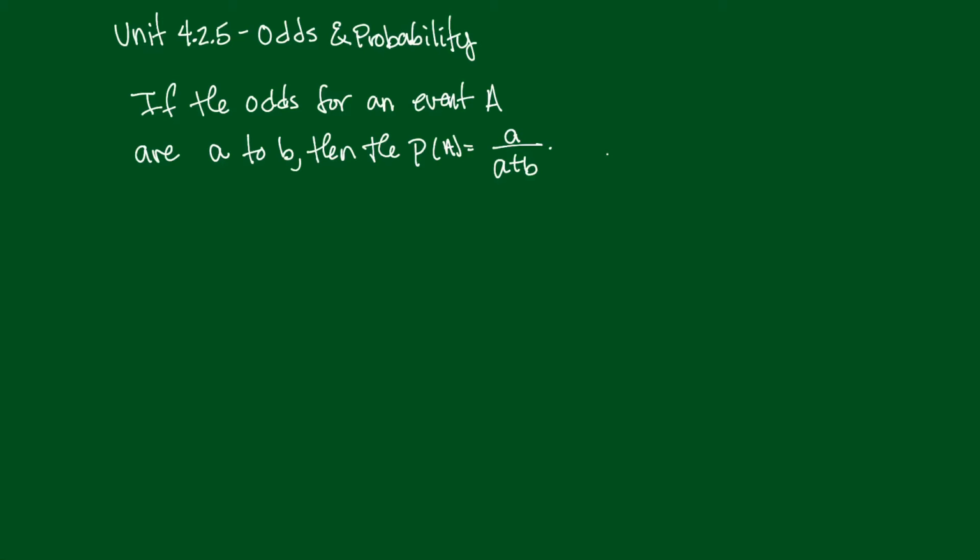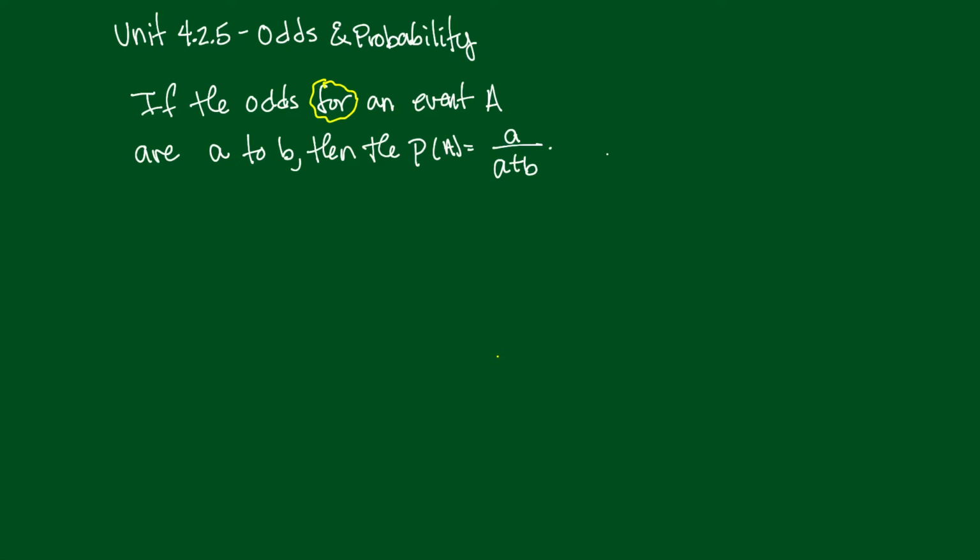Let's talk about odds. This is important. When you talk about odds, you have to say for or against. So in this case, suppose that the odds for an event A are A to B. Then the probability that A occurs is A over A plus B. You take the first one and then add the two together.